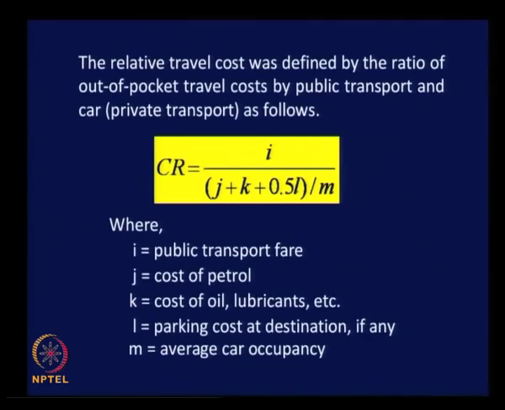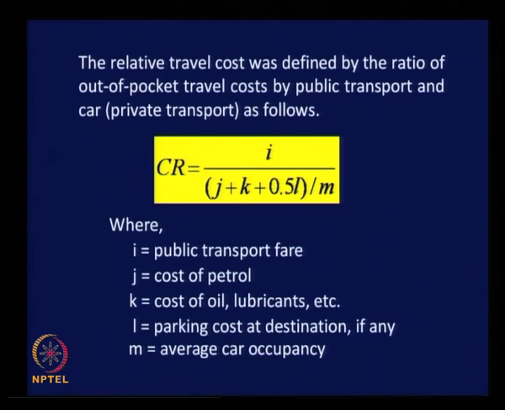And why dividing the whole thing by M? Because we are interested in cost implication per head, per person, because the fare I stands for the fare paid by one individual. Then only we will be able to get the correct value of CR, cost ratio, cost implication per person. Okay, this is how CR value was calculated.